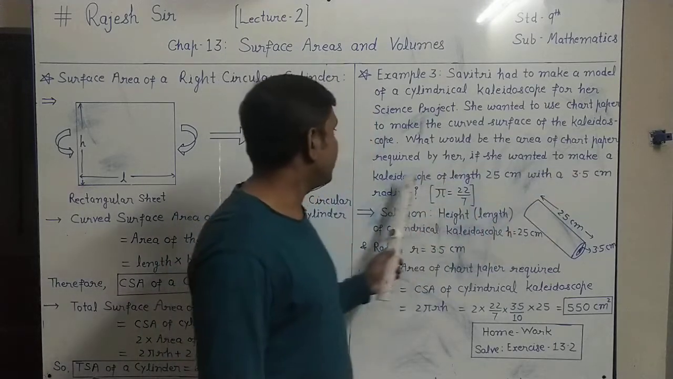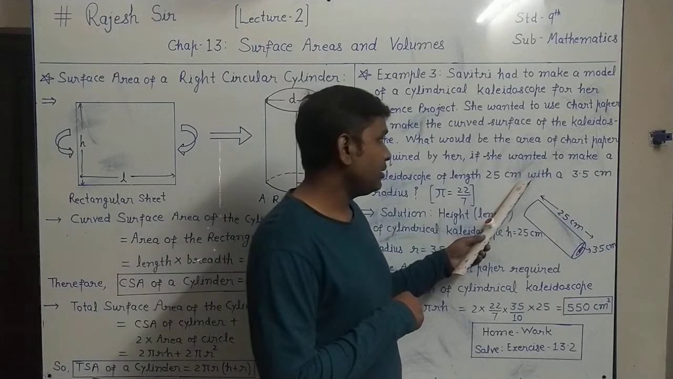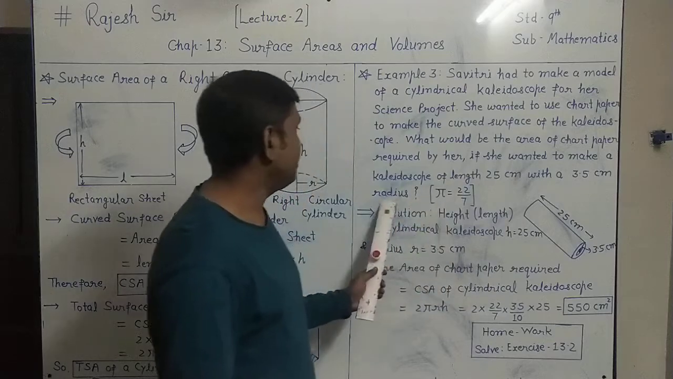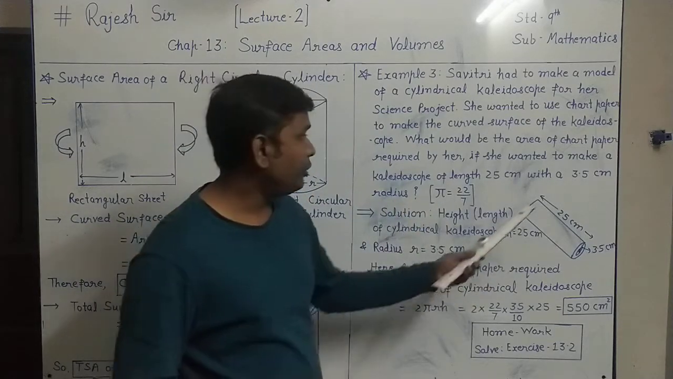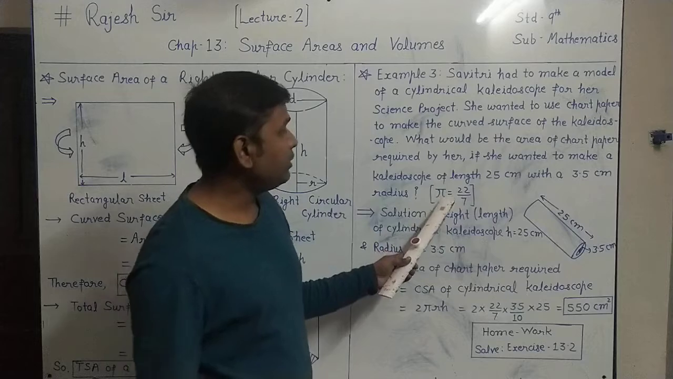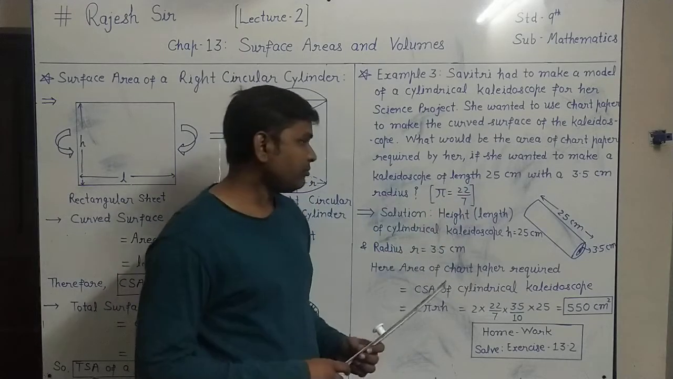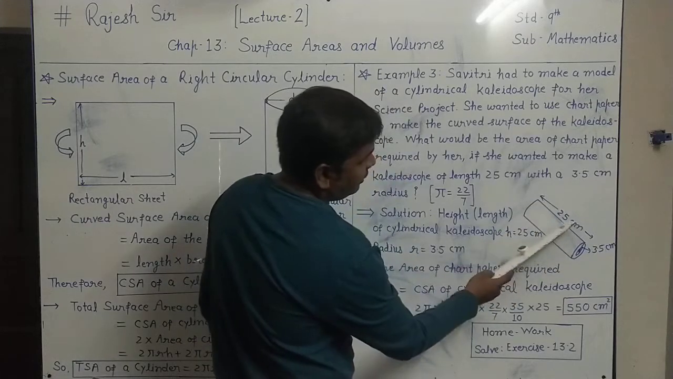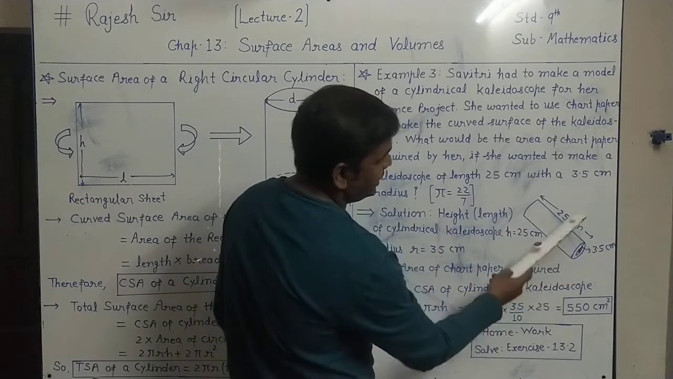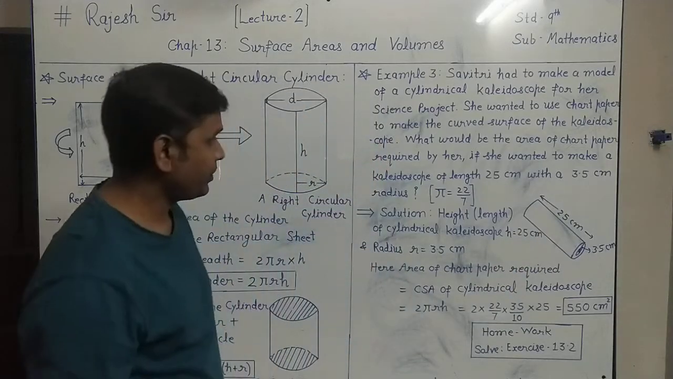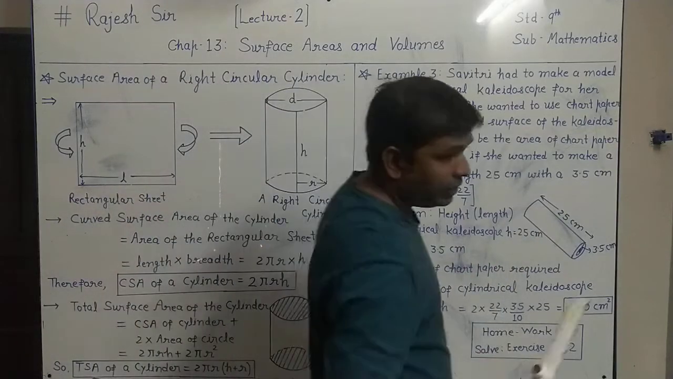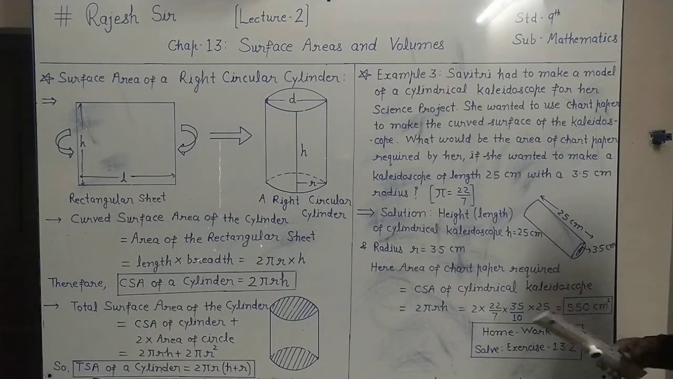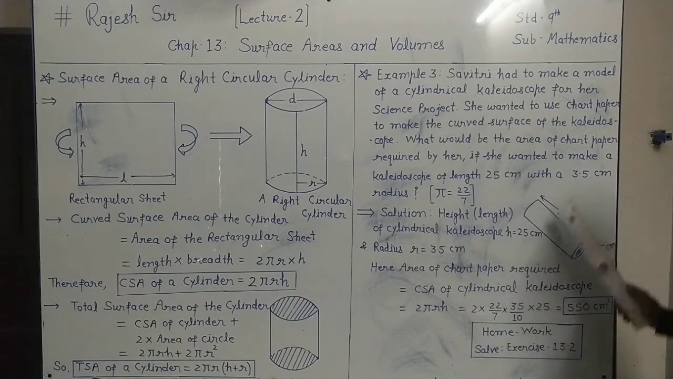If she wanted to make a kaleidoscope of length 25 cm, and with a 3.5 cm radius, and pi equal to 22 upon 7 we have to take. So in the figure we understand this, the kaleidoscope is shown of length 25 cm and its radius is 3.5 cm as given in the question. And now we want a chart paper. Savitri wants a chart paper to cover this. It's the curved part only, right?